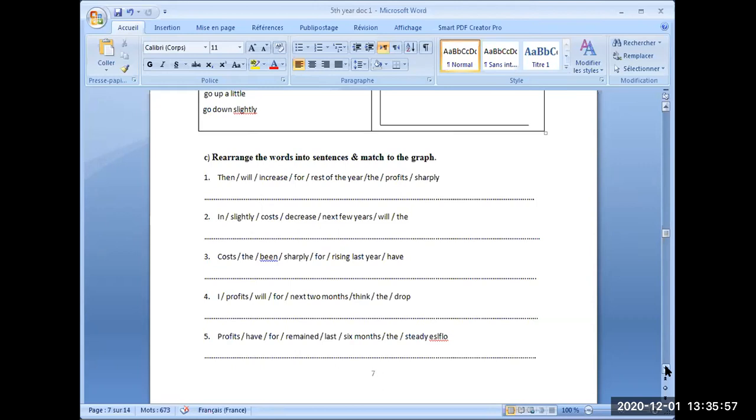Okay, this is Manel, right? The costs will decrease slightly in the next, we don't say in the next, for the next few years.